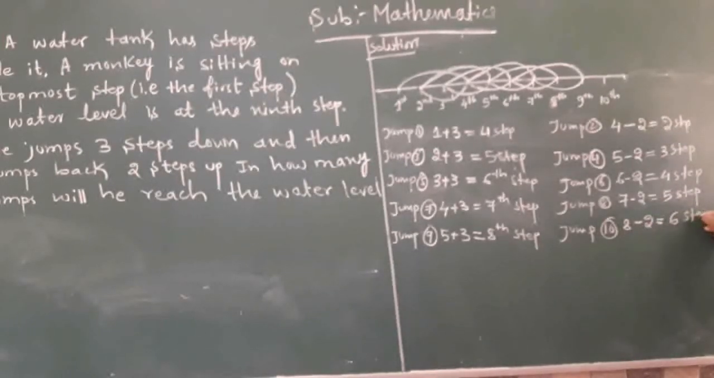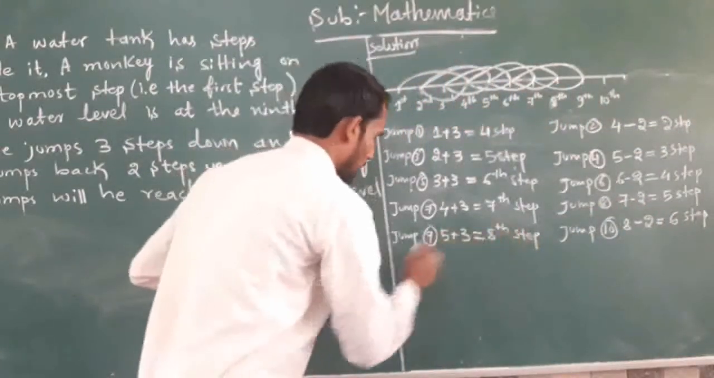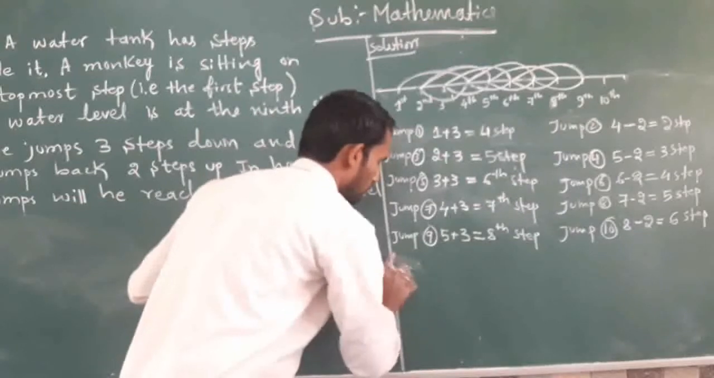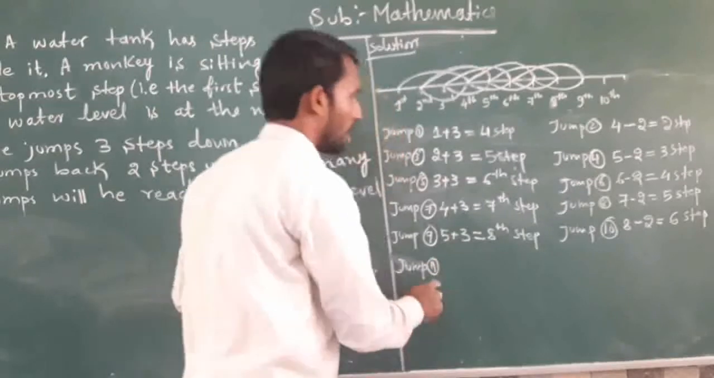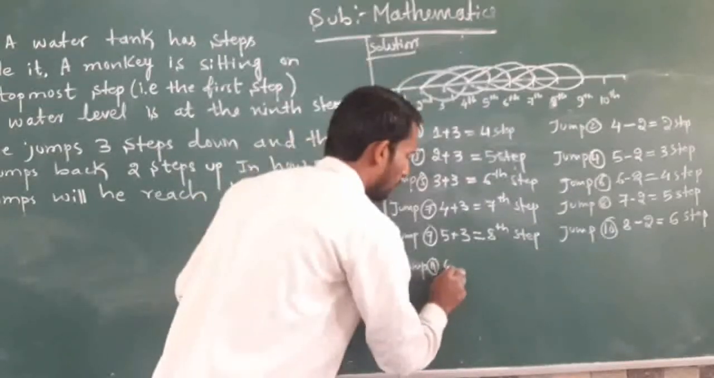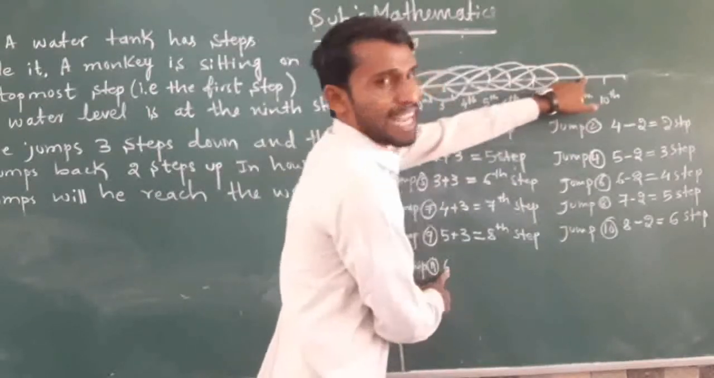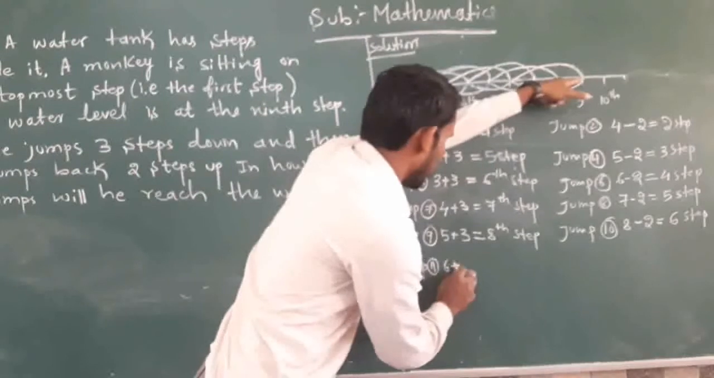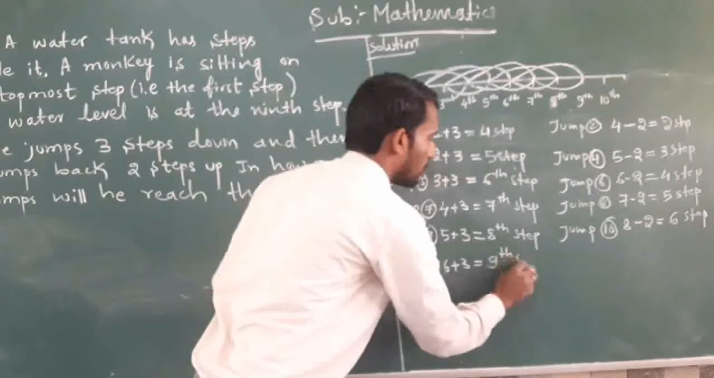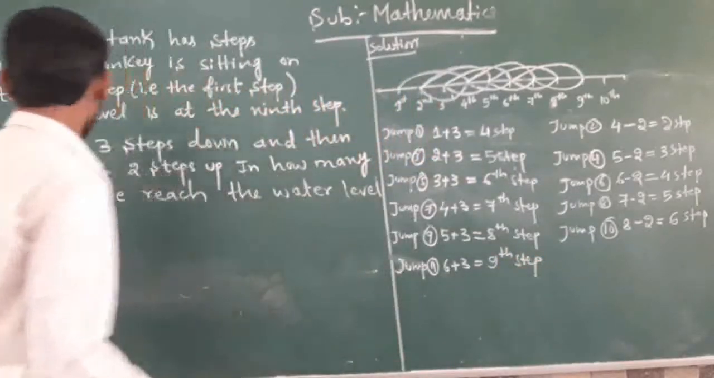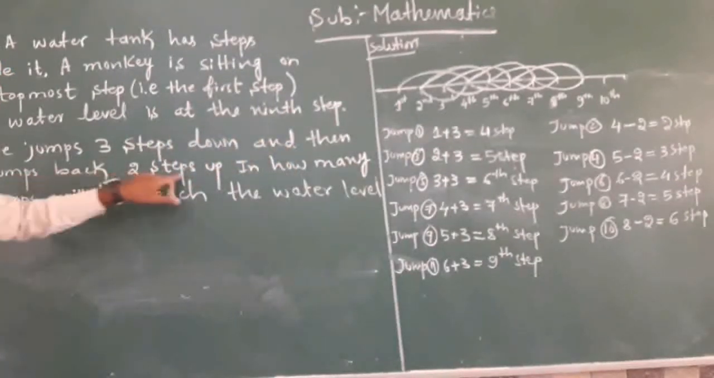6th step. Okay, next again that monkey is jumping here. That is the jump number 11. Okay, that monkey jumping here from the 6. Again jumping upside. 3 steps. 6 plus 3 is how much here? 9th step. Okay, our question is, see, he jumps 3 steps down and jumps back 2 steps up.